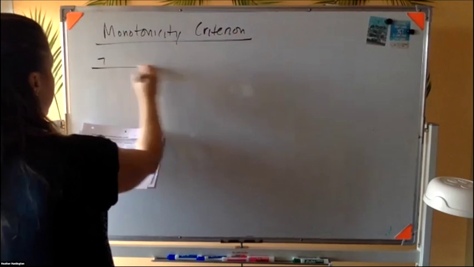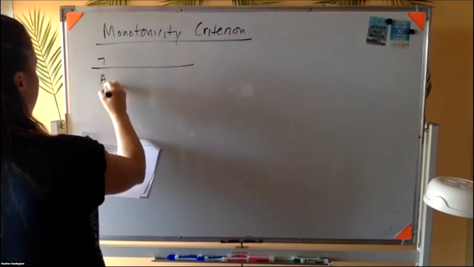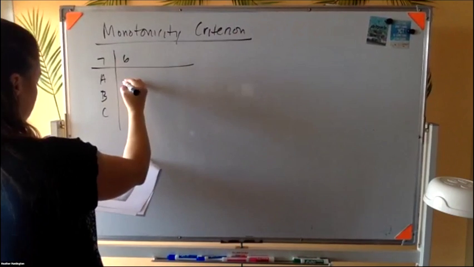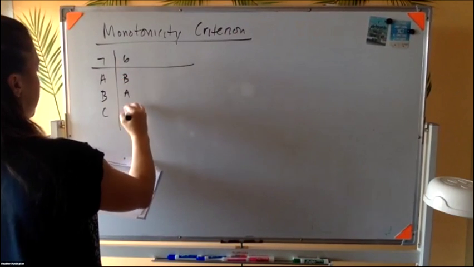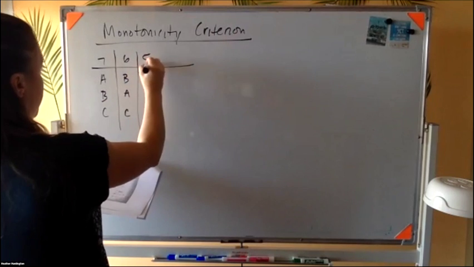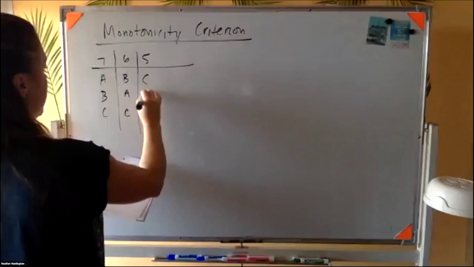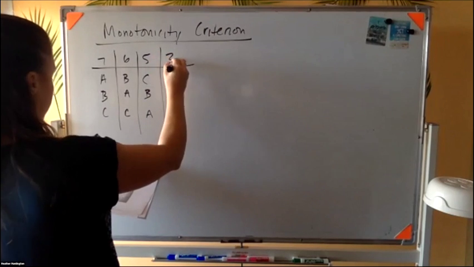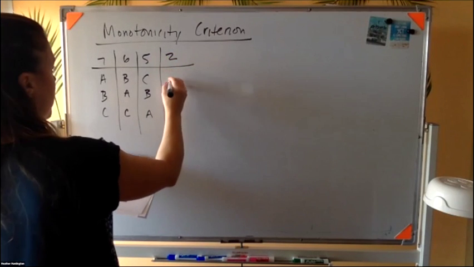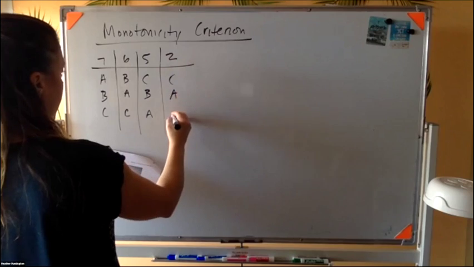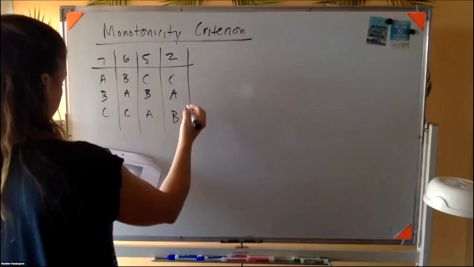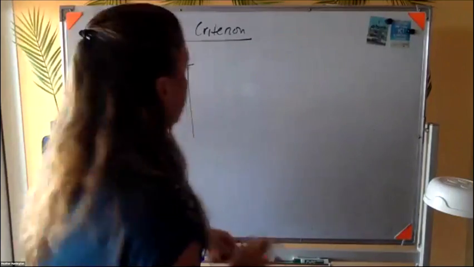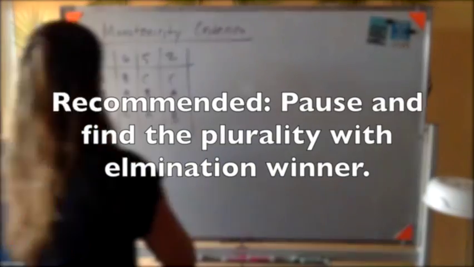If we have 7 people voting as A, B, C, then 6 people voting as B, A, C, then 5 people voting as C, B, A, 2 people voting as C, A, B. We're going to do the plurality with elimination.